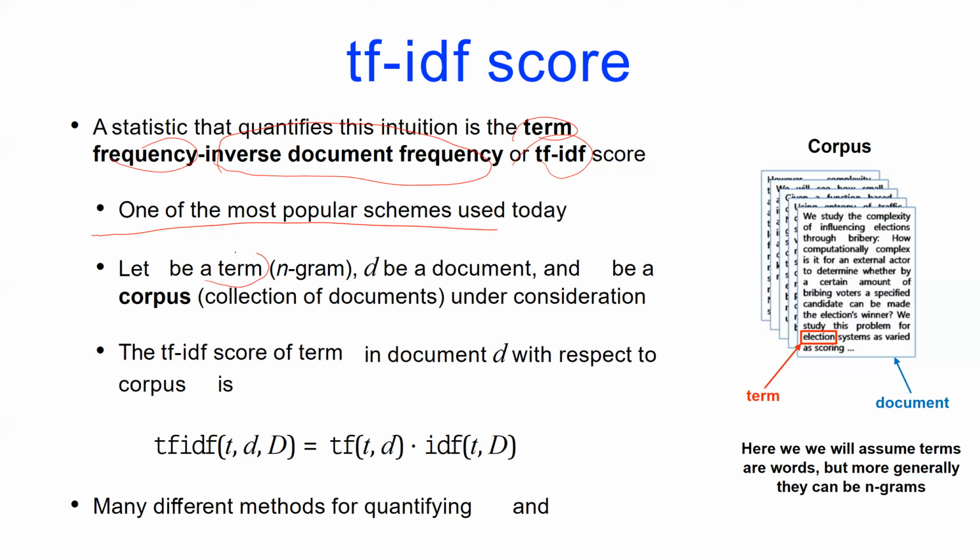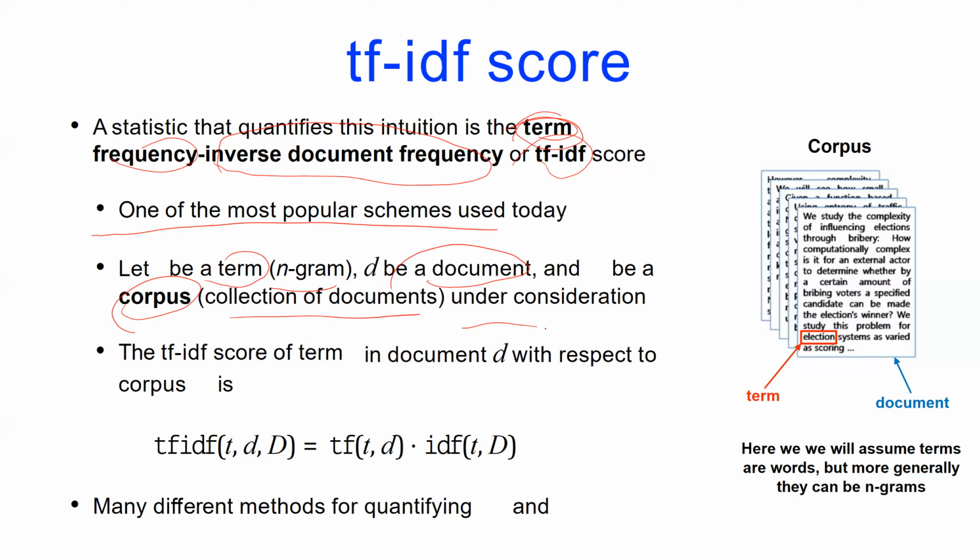Let t be a term. Here we define each ngram as a term, because we are changing the terminology a little bit. We have a term, which here means ngram. Then we will also have another concept called a document. A document is like an article, a piece of text, right? Then there is another new concept called the corpus. Basically, it's a collection of documents under consideration.